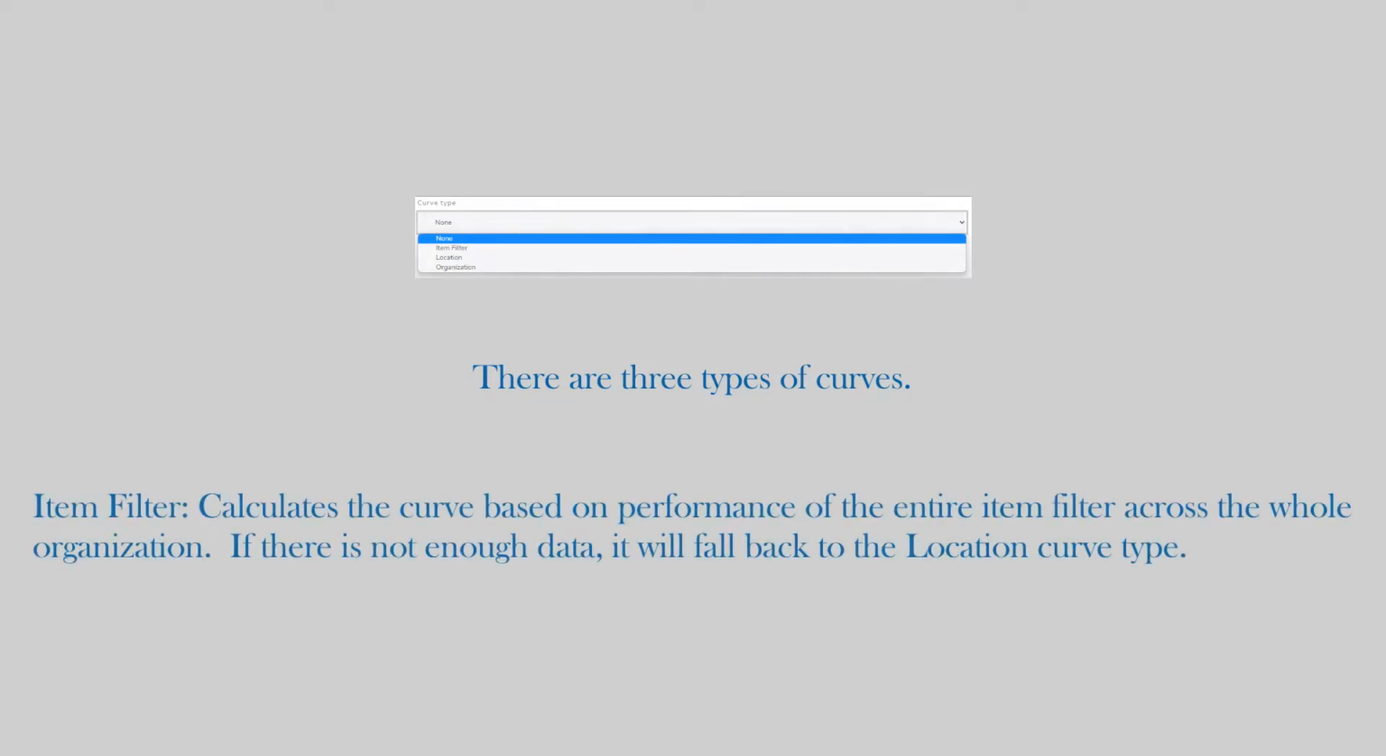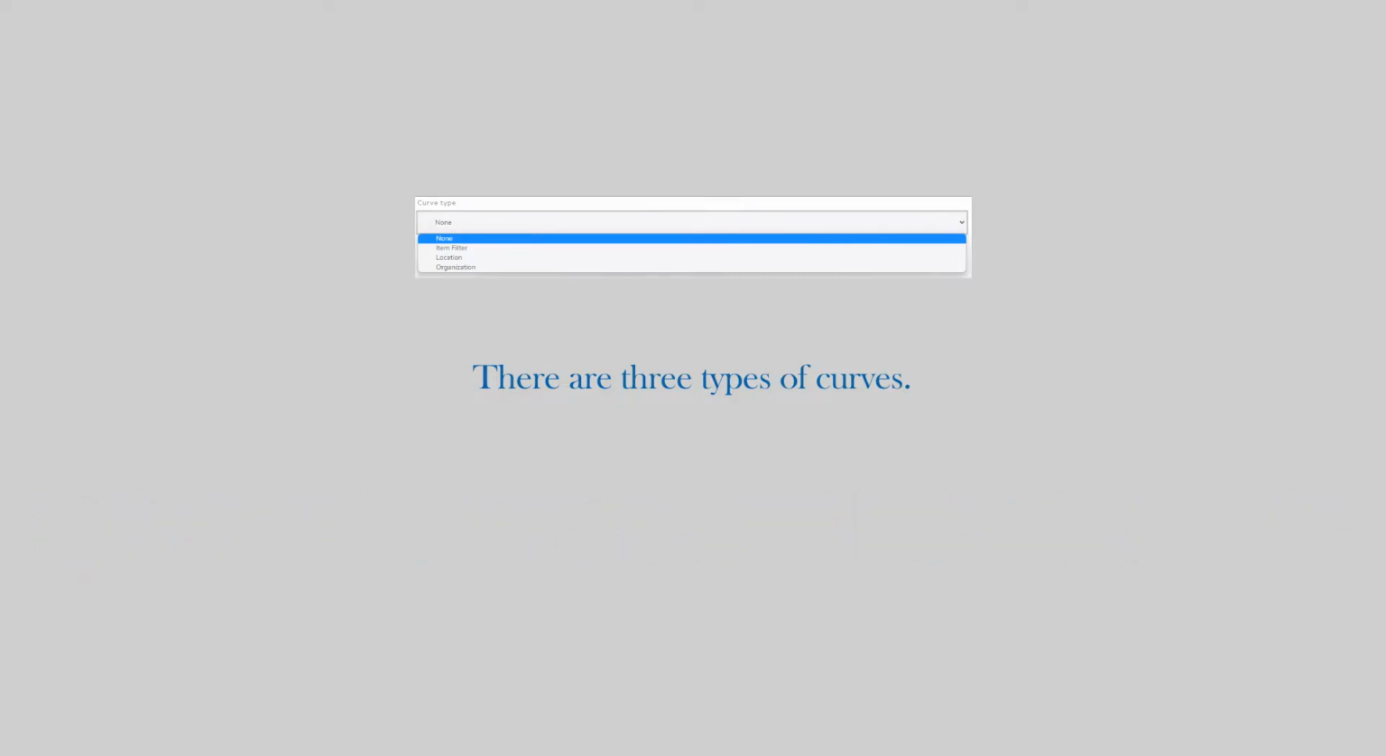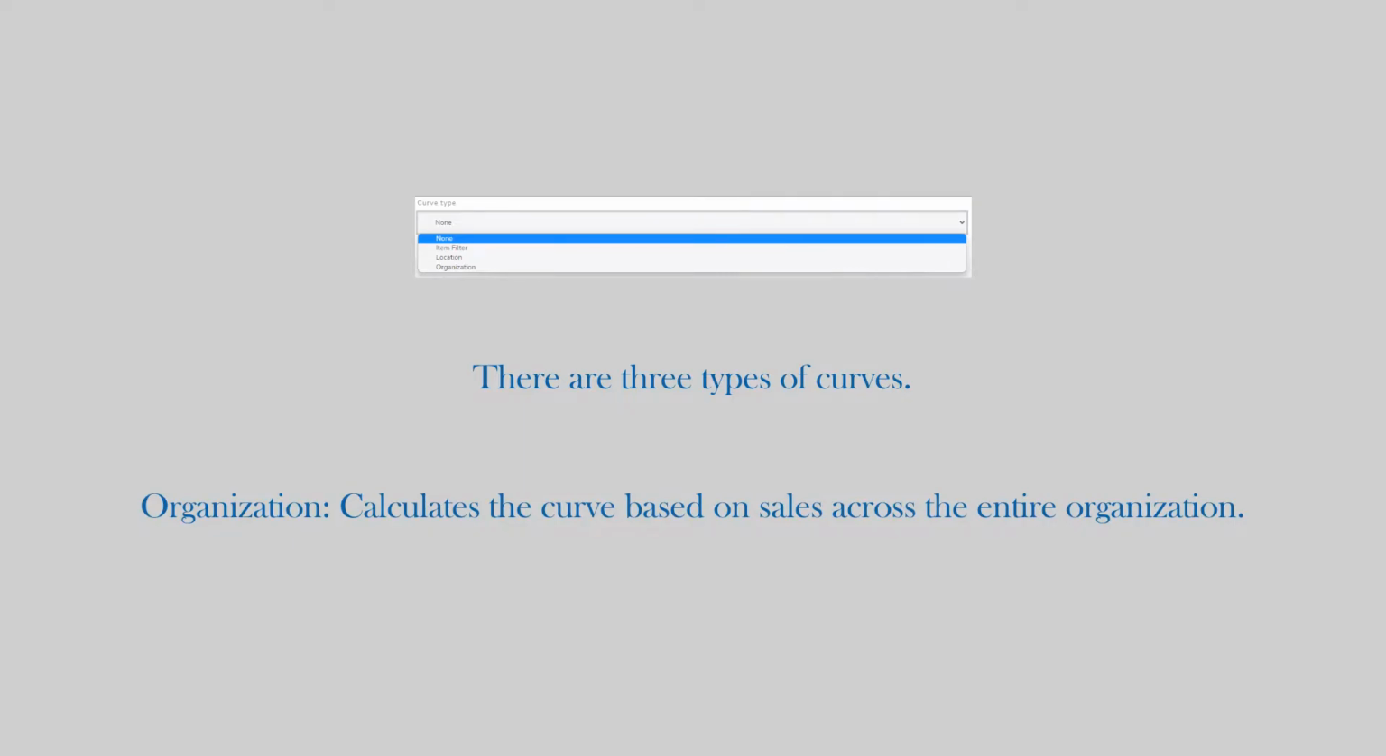Item filter. This calculates the curve based on performance of the entire item filter across the whole organization. If there's not enough data, it will fall back to the location curve type. Location. This calculates the curve based only on the location where the item is sold in. Organization. Calculates the curve based on sales across the entire organization.